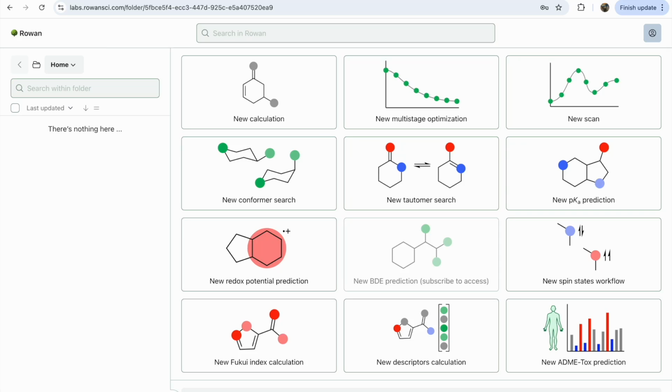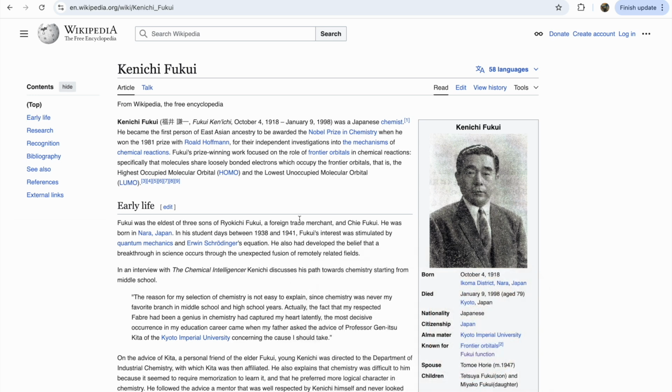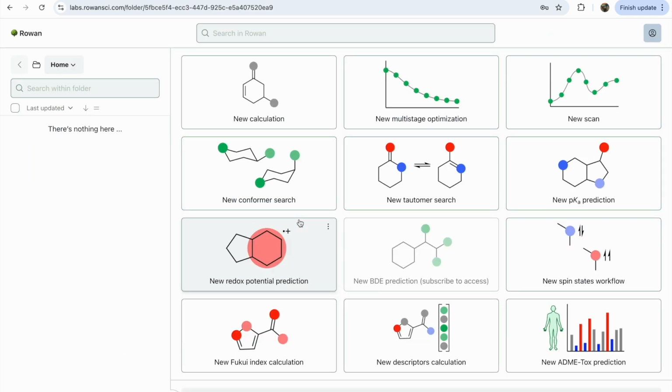I'm Corin, CEO and co-founder of Rowan, and in this video, we're going to talk about calculating Fukui indices. Fukui indices are named after Kenichi Fukui, the 1981 Nobel Laureate in chemistry, along with Roald Hoffmann, and really a leader in the field of applying molecular orbital analysis techniques to predict sites of reactivity, which at a high level is what Fukui indices are all about.